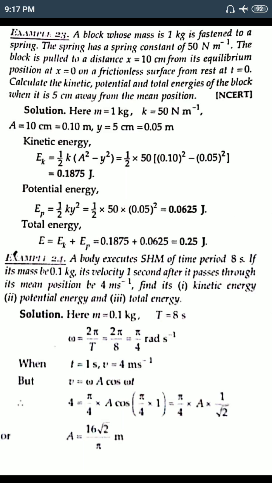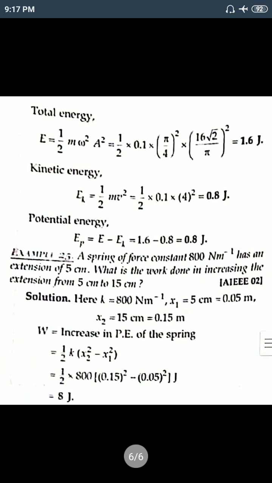Clear? Okay, there are some numericals. I think you can easily understand them. Just directly use the formulas for kinetic energy, potential energy, and total energy. Three examples are there. If you did not understand any one of them, please let me know and I will discuss it. I think there is no problem. Directly use the formula, nothing else. Clear?